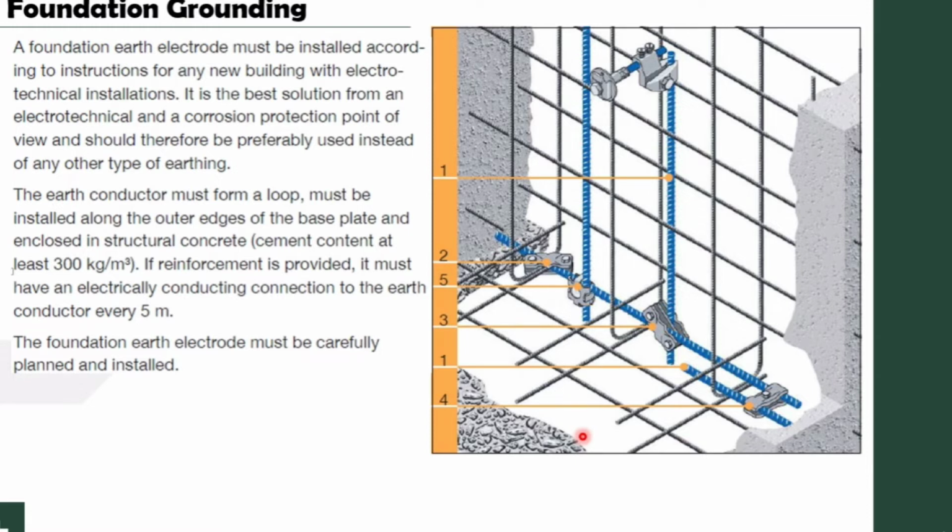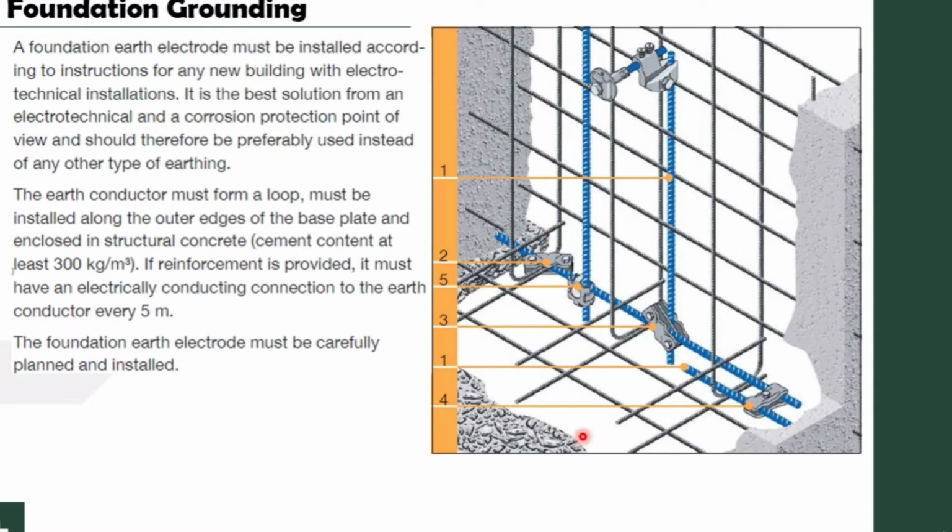It is called the foundation grounding because I connect the earthing conductor to the foundation of the building or the structure of the building. A foundation earth electrode must be installed according to instruction in any new building with electrotechnical installation, and it is the best solution from an electrotechnical and corrosion protection point of view, and should therefore be preferably used instead of any other type of earthing.